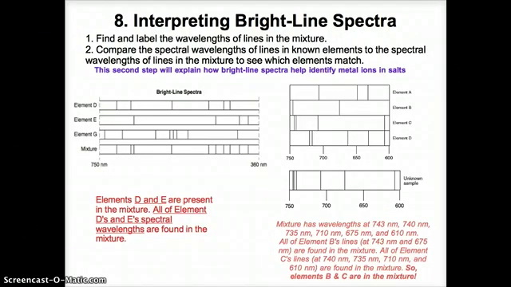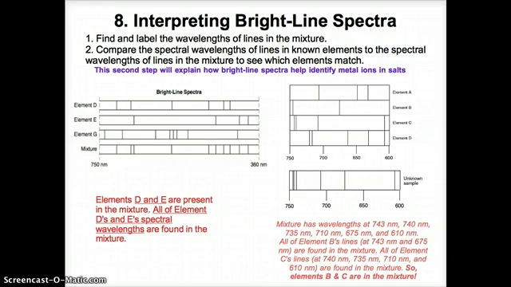Last, let's discuss how to interpret bright line spectra and to identify elements in a mixture. Step 1, find wavelengths of spectral lines in the mixture so you have wavelengths in the mixture to compare to those of known elements. Step 2, compare spectral wavelengths of lines in known elements to those in the mixture to see which elements match. If all spectral wavelengths of an element's lines are found in the mixture spectrum, then the element's definitely part of the mixture.